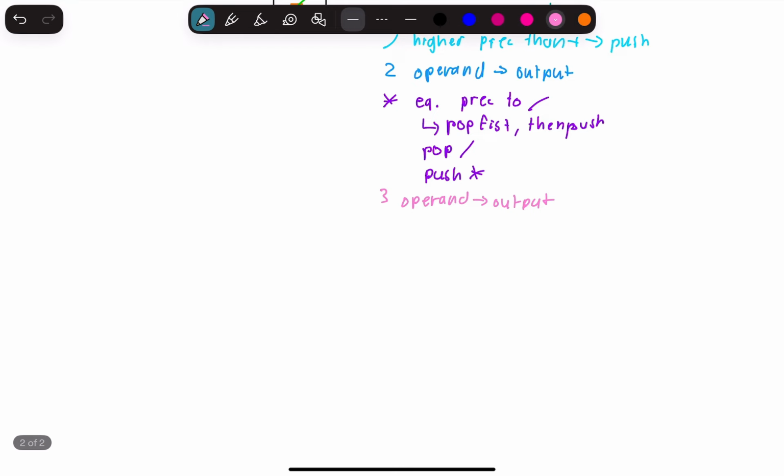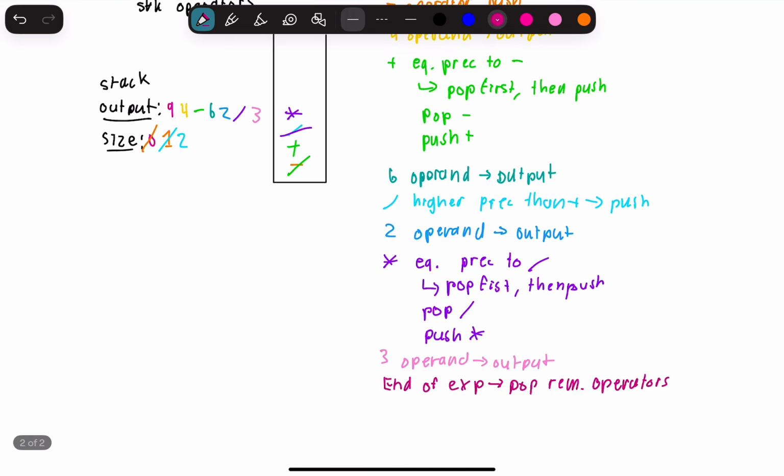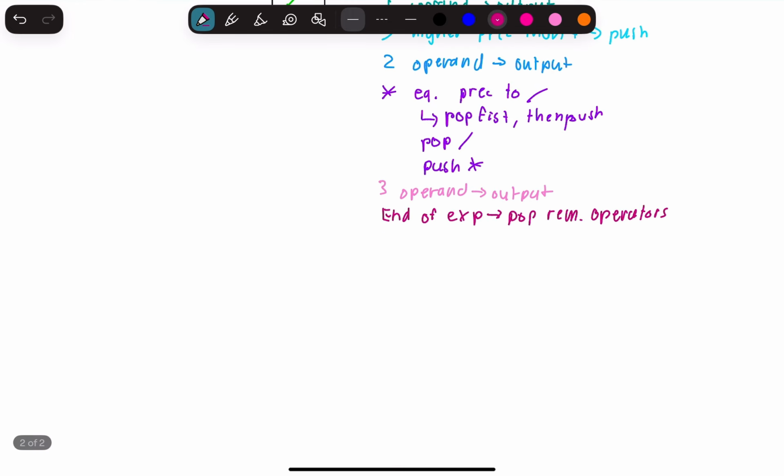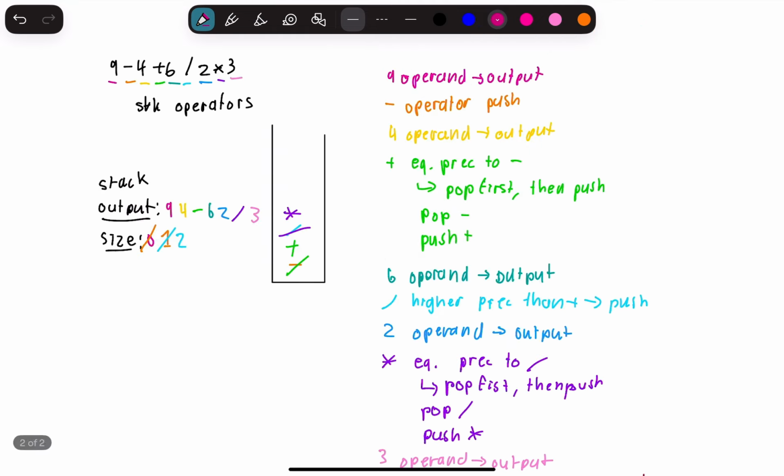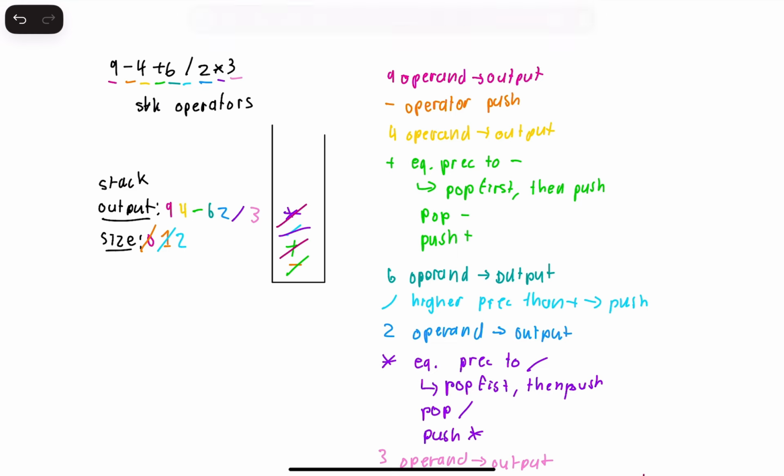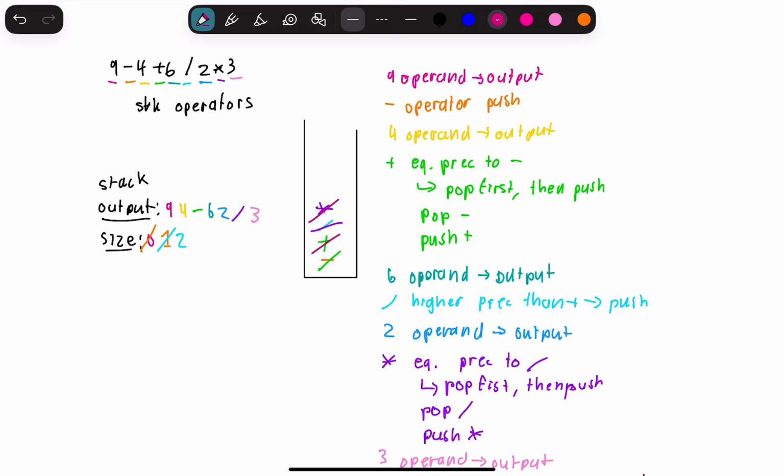Once you're finally at the end of your expression, that means you have to pop the remaining operators. So what do we have left? We have our multiplication sign and we have the plus sign. We're going to pop that multiplication sign, and we're also going to pop that plus. Popping those, we add them to the output. So now we put that here, multiplication and plus, and this is our final postfix expression right there. And our maximum size was 2.